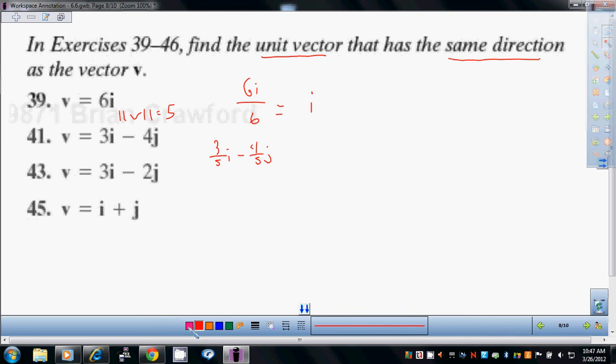43. What's my magnitude on 43? Radical 13. So that would be 3 over radical 13 i minus 2 over radical 13 j. Rationalized, that'd be 3 radical 13 over 13 i minus 2 radical 13 over 13 j. It doesn't take that much extra time. That is how it'll be on your test. That's all I did, just multiply the radical by top and bottom.